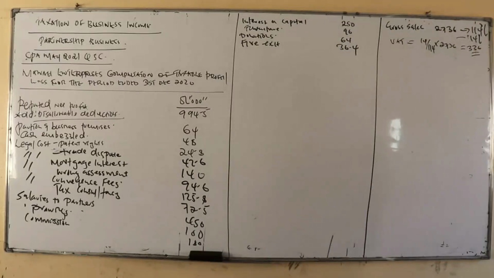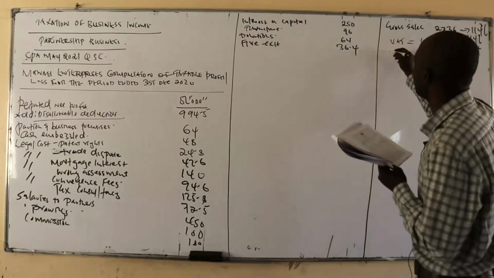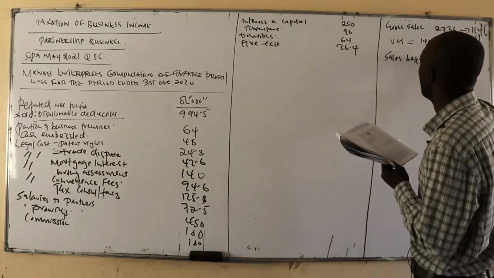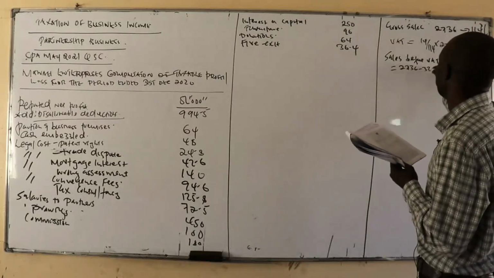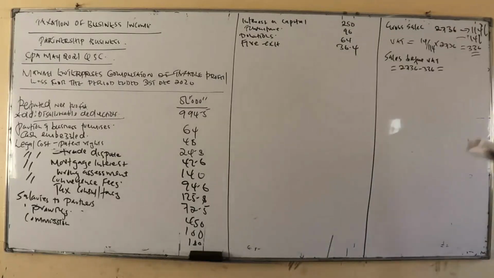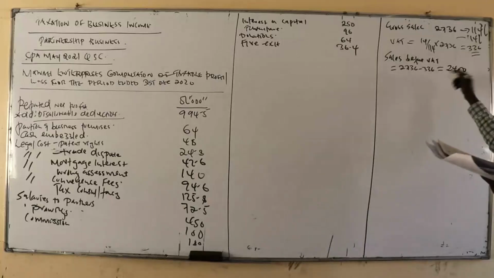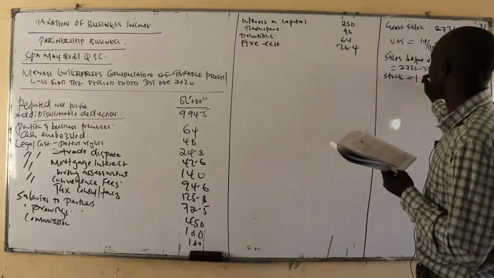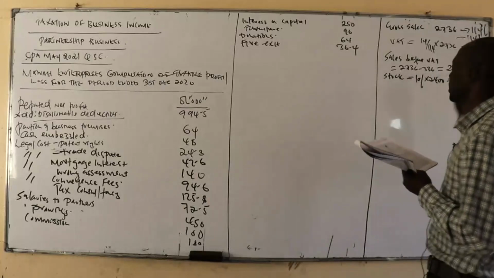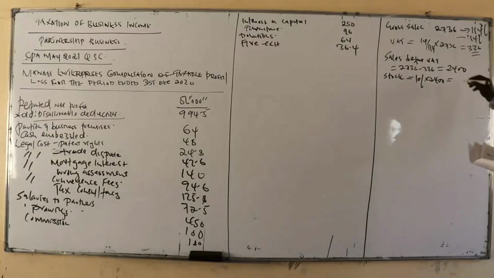So in addition, 10% of sales before VAT. So sales before VAT is going to be 2736 minus 336, so this 2400 is the sales before VAT. And then 10% of that one is the closing stock. So stock is going to be 10% of 2,400. How much is that? So that one will give you 200.